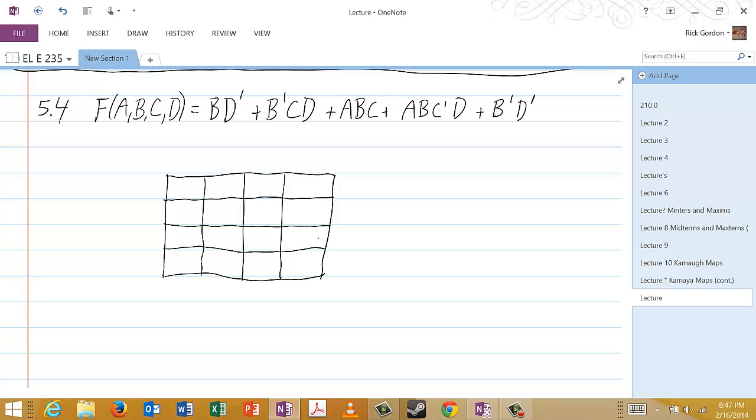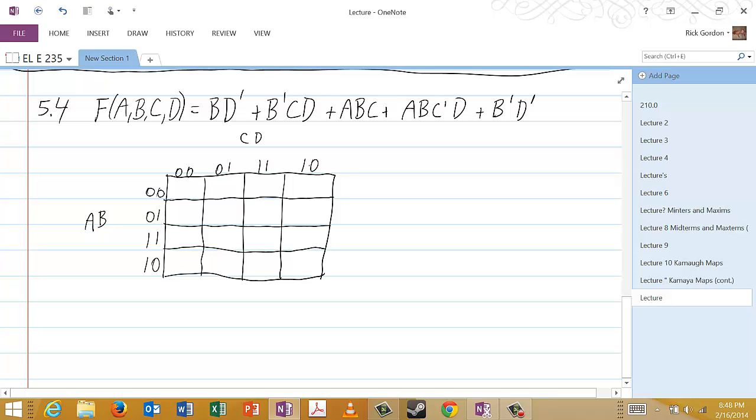Now, we will consider the first two independent variables, A and B, to be on the vertical axis, and C and D will be on the horizontal axis. And now both axes will have the labeling 0 0, 0 1, 1 1, 1 0.